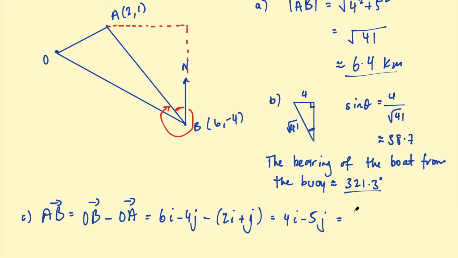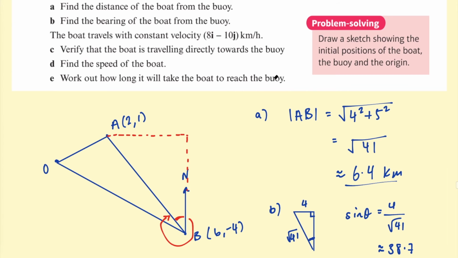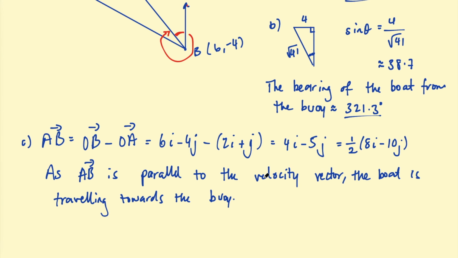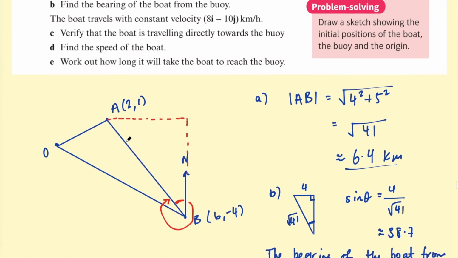and then we can see that is a multiple of 8i minus 10j, so that's equal to a half of 8i minus 10j. And then we could finish with a statement like, as AB is a multiple of the velocity vector, we know that it's going towards the buoy. So something like that. As AB is parallel to the velocity vector, the boat is traveling towards the buoy. Okay, so that was part C.